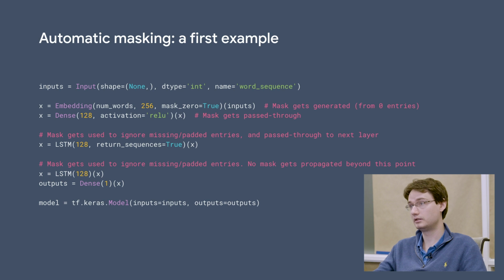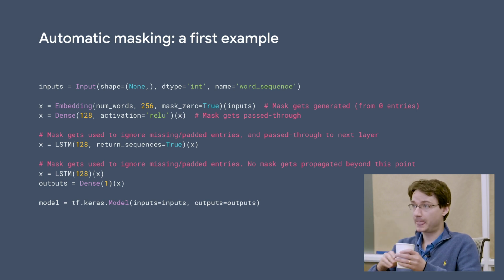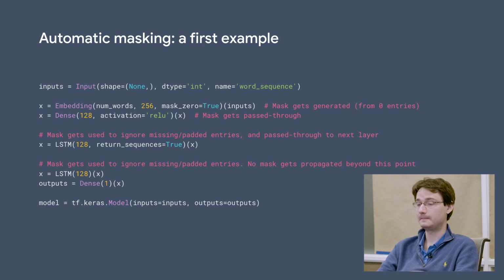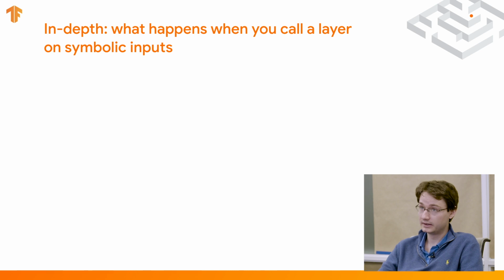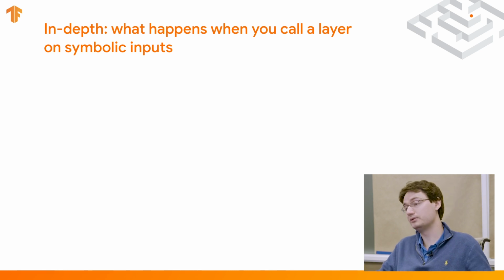For some, somehow the infrastructure knows to call, because you said you enabled masking, it knows to call the compute mask thing. Yes. But the mask gets generated, but I don't know where it gets put. Where it gets put. That's actually something we're going to see in the next slide, which is a deep dive into what happens when you're in the functional API.